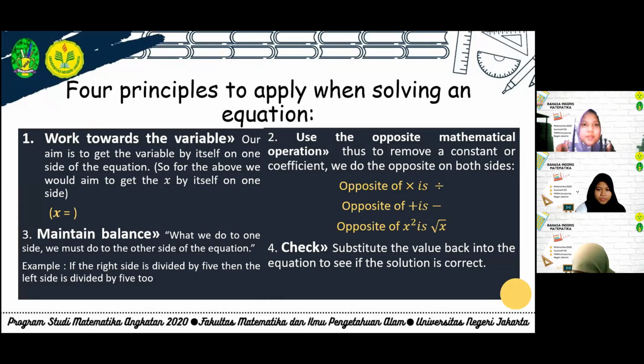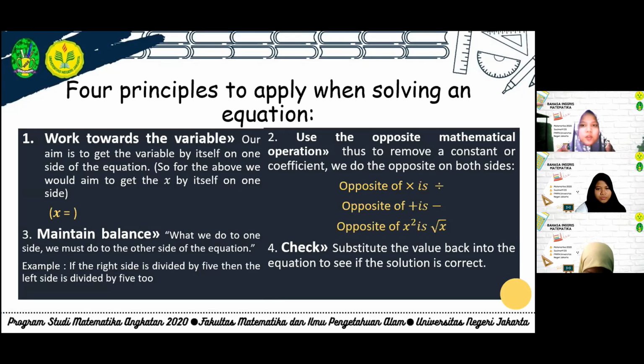Four principles to apply when solving an equation. First, work towards the variable. Our aim is to get the variable by itself on one side of the equation. So, for the above, we will aim to get the x by itself on one side, and it becomes x equals. Second, use the opposite mathematical operation.